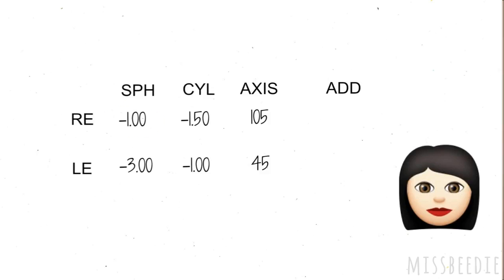Now on here it says a -1 on her right eye, and she has got some level of astigmatism. She has the power, which is a -1.50, and then the axis, which is a 105. In her left eye, she's got a power of a -3, still minus, so it also means that she's short-sighted in that eye, and she has a power of astigmatism of -1, and then the axis, which is at 45 degrees.